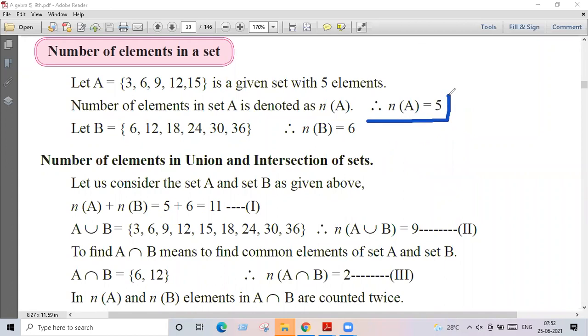So n(A) is what? Therefore n(A) is 5. It is the number of elements in a set A. It is 5. Suppose there is a set B.